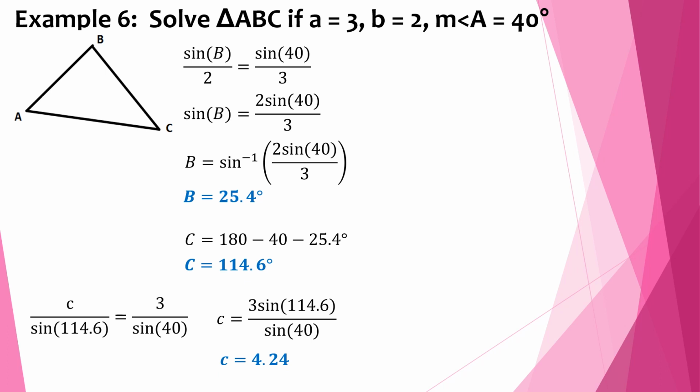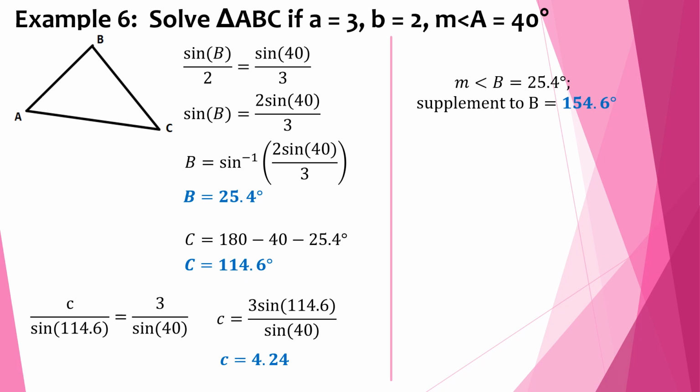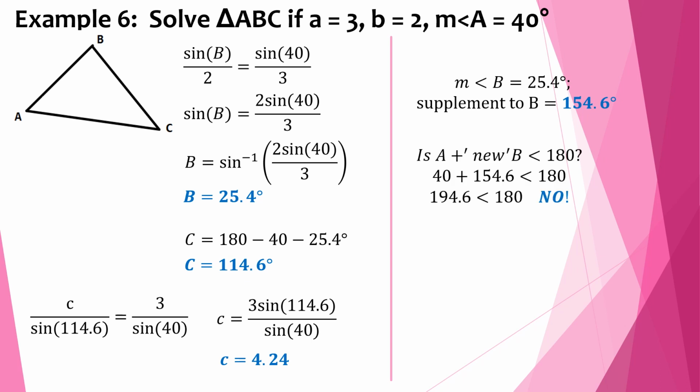Cool. Again, we do have the side-side-angle relationship. We've got to check for that second triangle. Remember, we solved for angle B first. So let's find its supplement. What is 180 minus 25.4 degrees? 154.6. Okay, so with our given angle, angle A, and our new angle B, can we create another triangle?